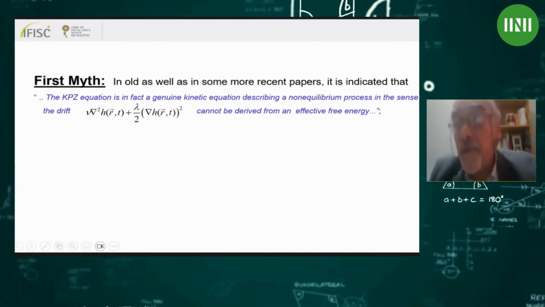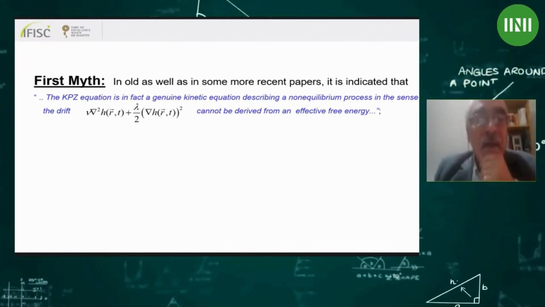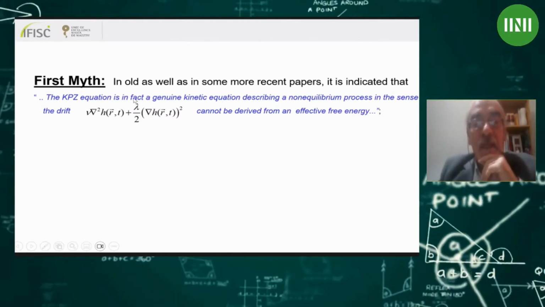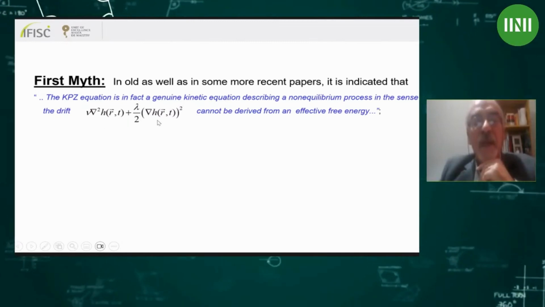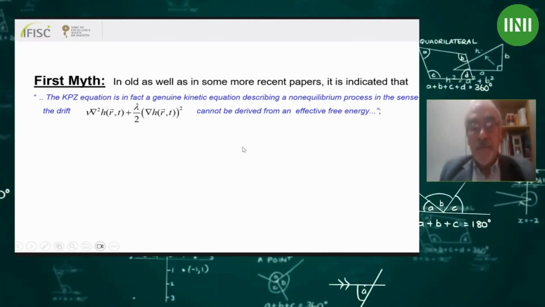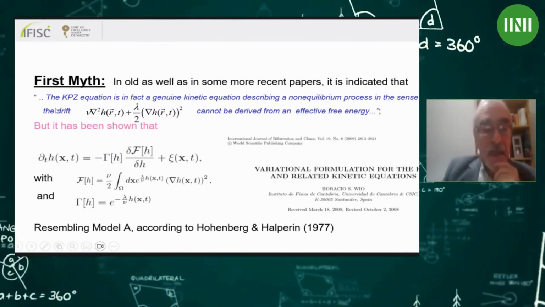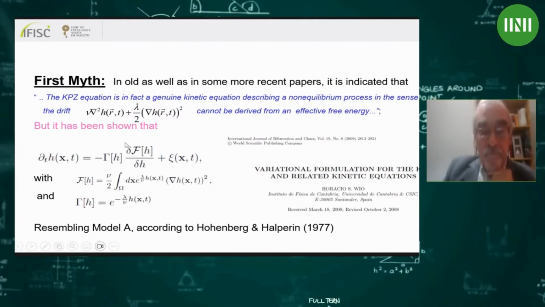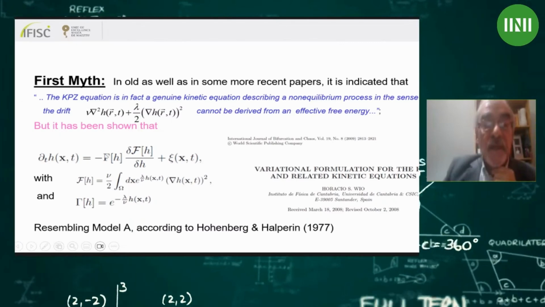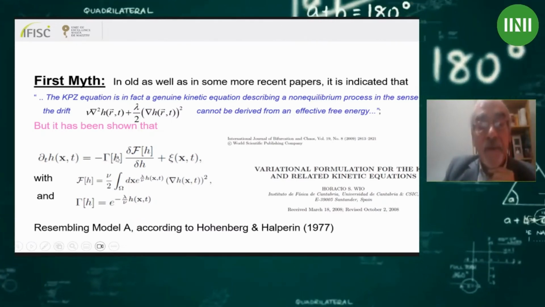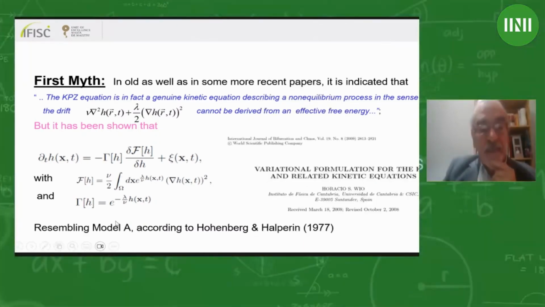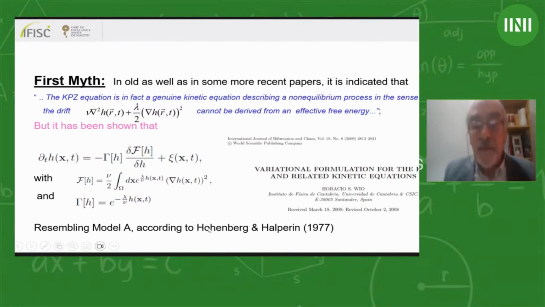So let's start with the myths. The first one is that, even in some recent papers, it is indicated that the KPZ equation is a genuine kinetic equation, because this deterministic drift cannot be derived from an effective free energy. But we have shown in this work that it is possible to obtain a functional from which we can derive this equation, introducing a kind of mobility, let's say. This representation resembles model A according to the classification of Hohenberg and Halperin.